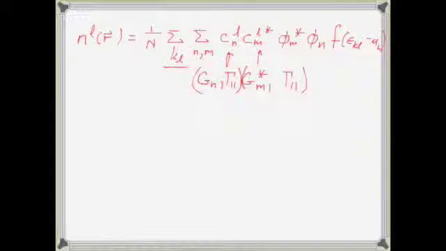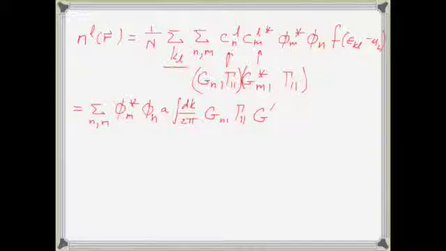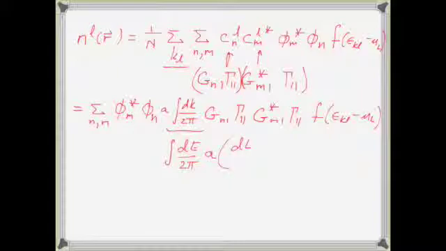and we have some sum over N, M of phi_M star phi_N, A, integral dk over 2 pi, G_N1 gamma_11, G star M1 gamma_11 F. We convert this guy into an integral over energy, integral dE, it becomes integral dE over 2 pi, A, dE dk inverse, times all the other stuff that we already have there.